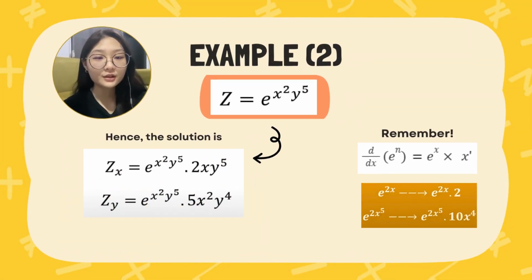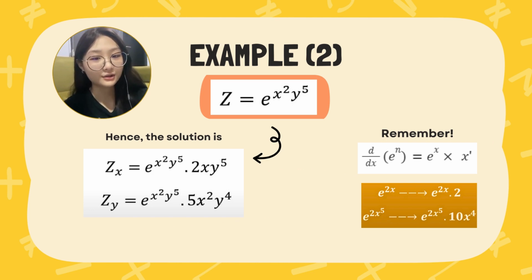Okay, so moving on to the next example, which is z equals e to the power of x squared y to the power of 5. Here you need to remember that if it's e to the power of u, the derivative equals e to the power of u times u prime. There are also a few examples given below that. So what we need to do is just apply the same method to the question that we have.